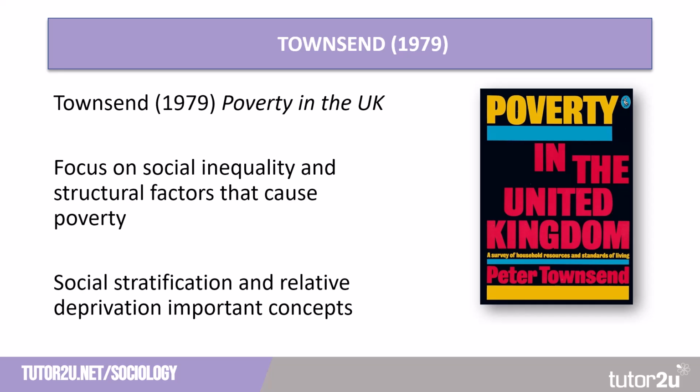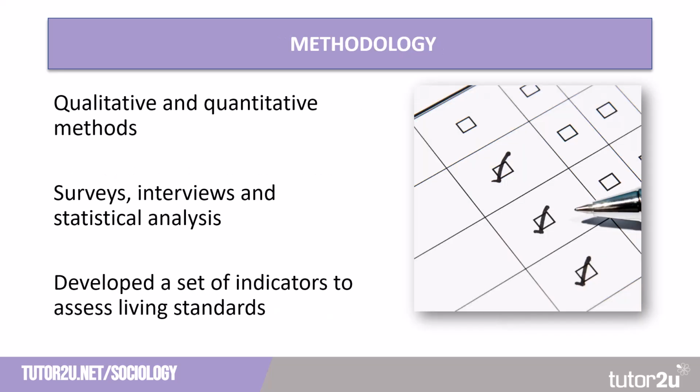Townsend used a combination of quantitative and qualitative research methods to gather data on poverty. His study involved extensive surveys, interviews, and statistical analysis. He surveyed a large sample of households across the UK to collect data on income, living conditions, and access to essential services.